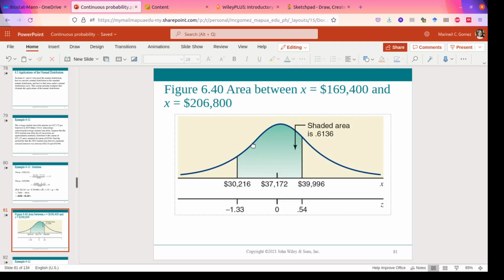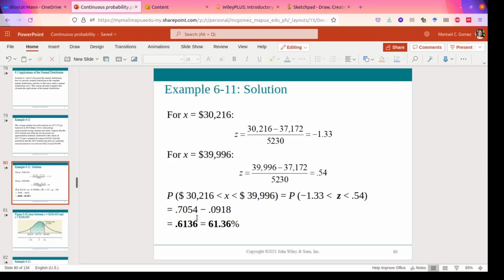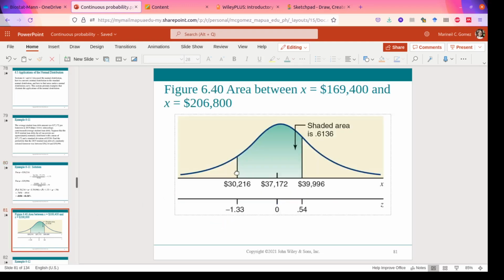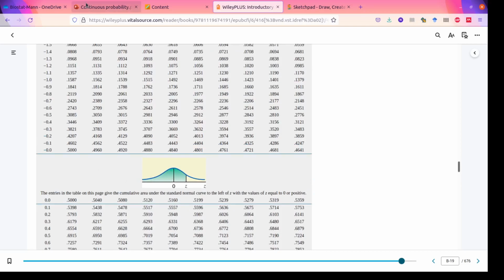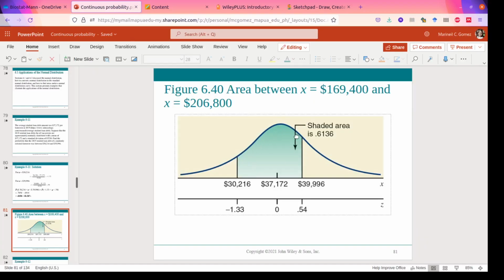Applying what you have learned in the preceding video, you just get the area for 0.54. So this is 0.7054 minus the area to the left of negative 1.33, because remember, the values in our table tell us the area to the left of the value. So again, the answer is 0.6136, which means there is a 61.36% chance when we ask a random student in the streets for his student debt.